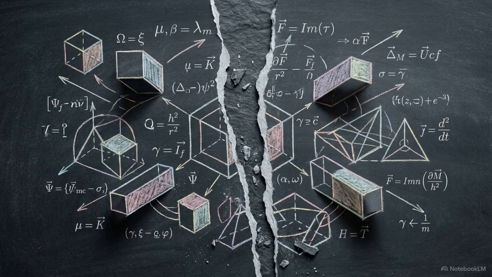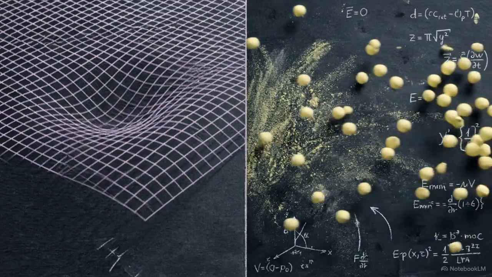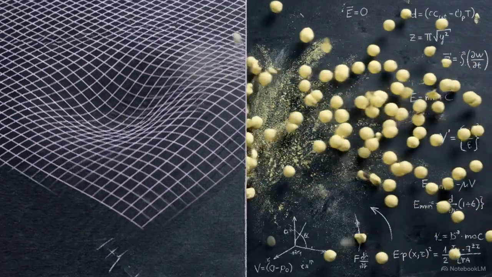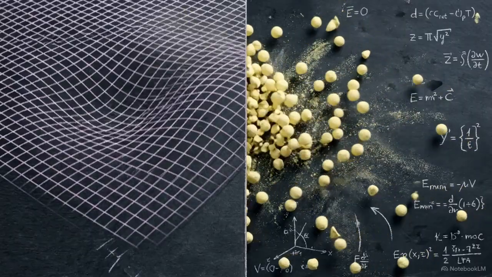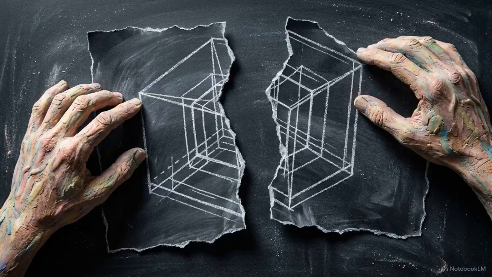Right now, physics is operating with a torn map. On one side, general relativity describes gravity through smoothly bending cosmic grids. On the other, the Standard Model tracks hyperkinetic, chaotic quantum particles. These two halves of the map simply do not stitch together.